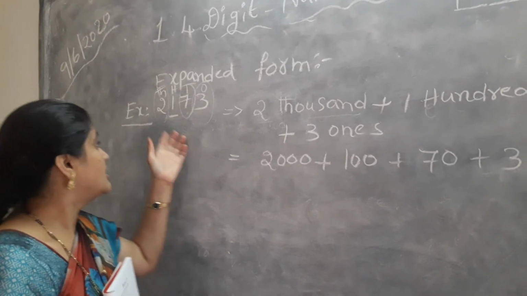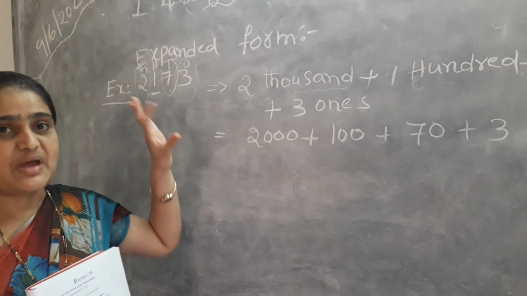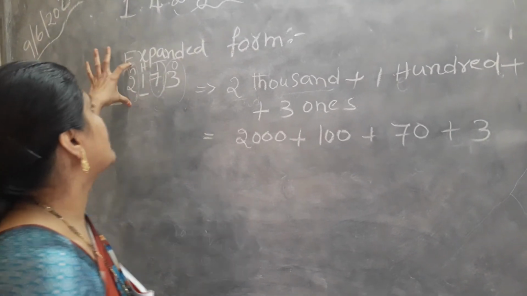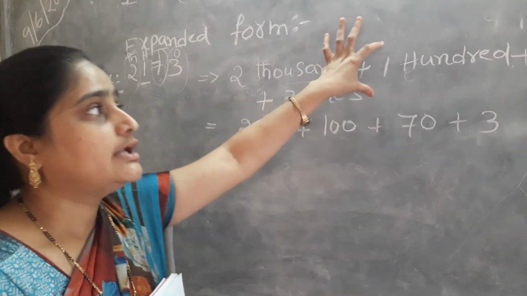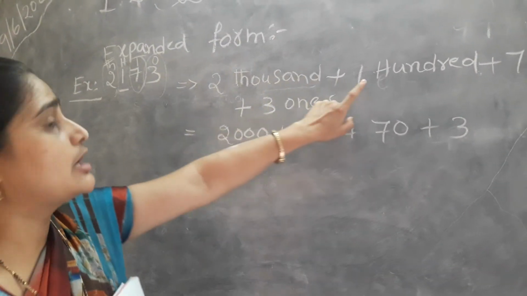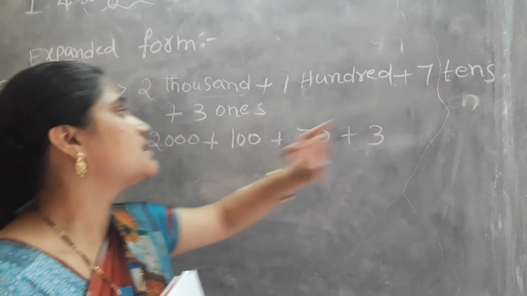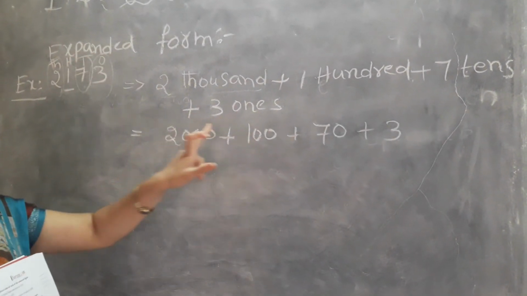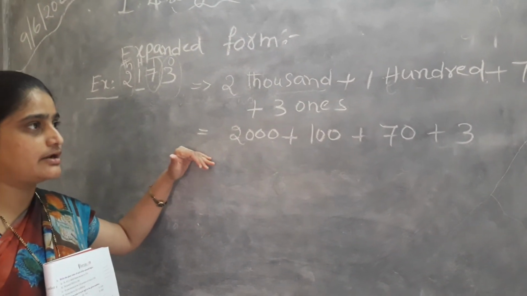Again I will say, 2173, we will write in expanded form. First of all, we write 2 in the thousands place, that's why 2000. 1 in the hundreds place, that's why we write 100. Plus 7 in the tens place, we will write 7 tens. Plus 3 in the ones place, 3 ones. So we will write like this. This is the expanded form.